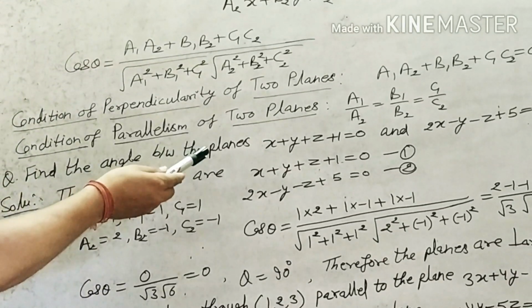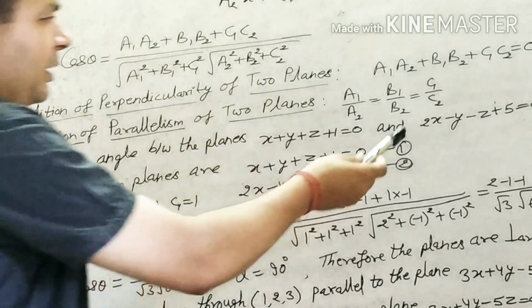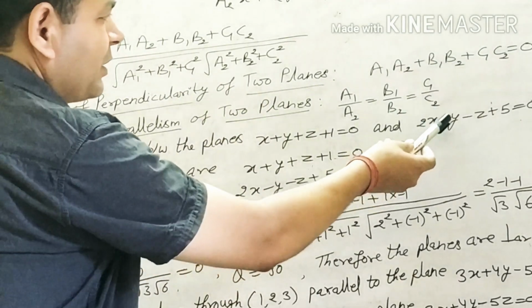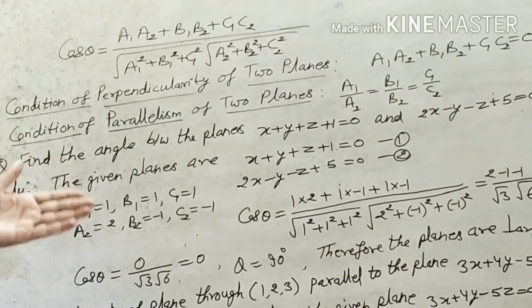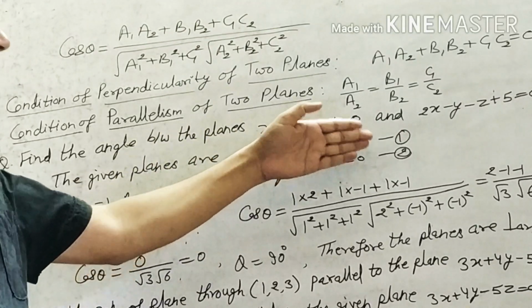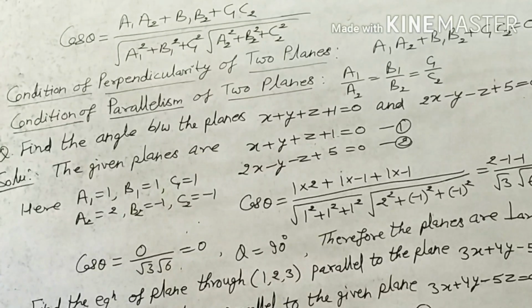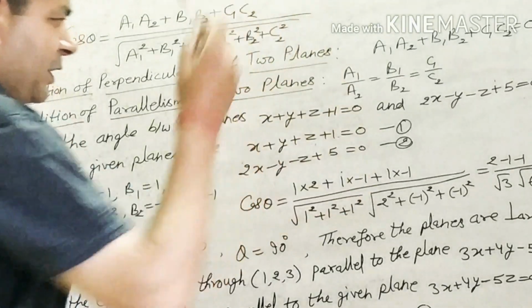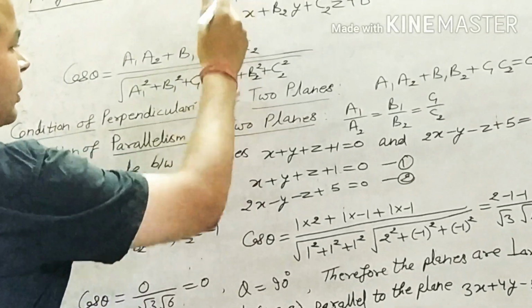Now come to the question. Find the angle between the planes x plus y plus z plus 1 equal to 0, and another plane 2x minus y minus z plus 5 equal to 0. So we have the equations of two planes. Let us suppose x plus y plus z plus 1 equal to 0 is the first plane, and 2x minus y minus z plus 5 equal to 0 is the equation of the second plane. Now compare it with the standard equation of the plane.